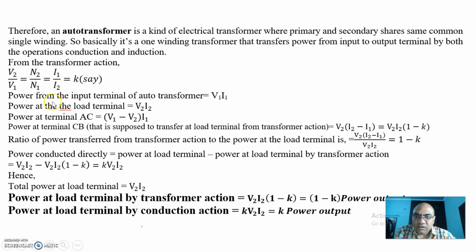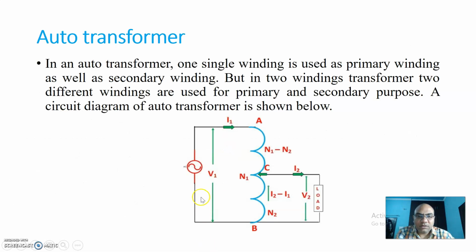As you know from this figure, power at input terminal is V1 I1. Power at output terminal is V2 I2. Now we are assuming this whole winding into two parts. One full winding AB, one part AC and one part BC. Here, if number of turns for this whole winding is capital N1 and for this less winding, this CB part, is N2, then the number of turns from A to C will be N1 minus N2. And this point C is a movable point.